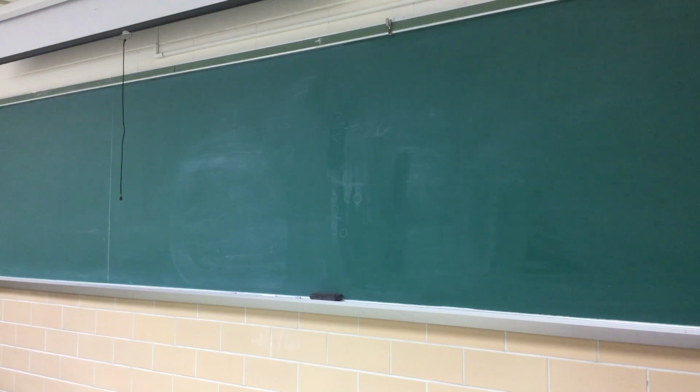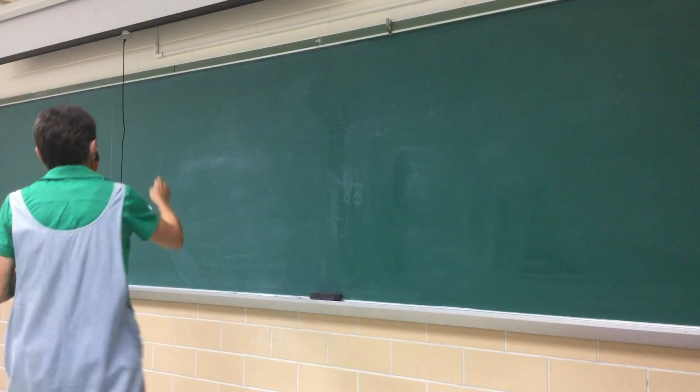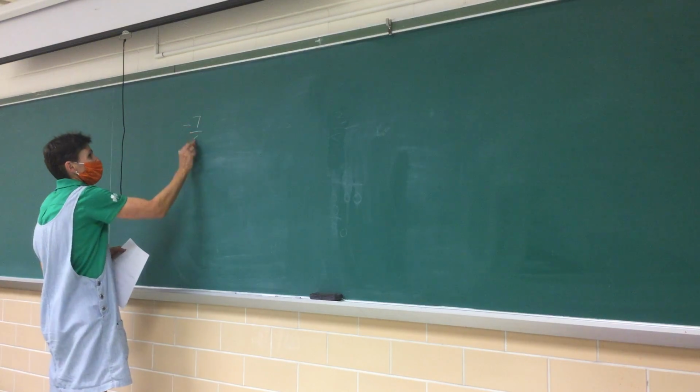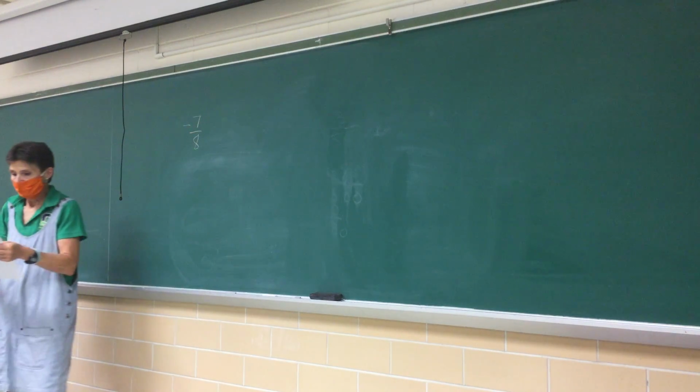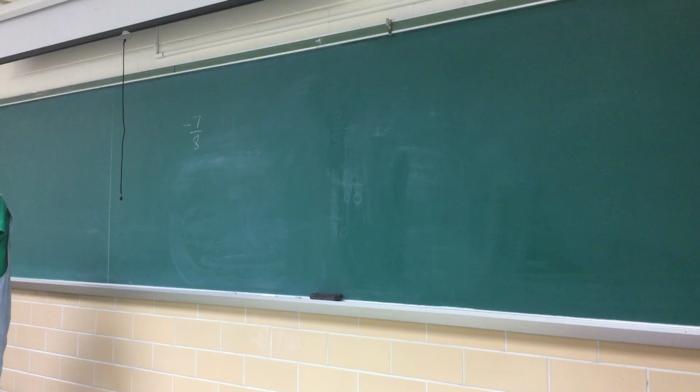But we're going to do it. So here we go. We're going to find the decimal for negative 7/8. All right, who remembers, and this is supposed to be easy, okay? I know it's easy. These are the prerequisites. It's supposed to be easy. Who remembers how to change a fraction into a decimal?